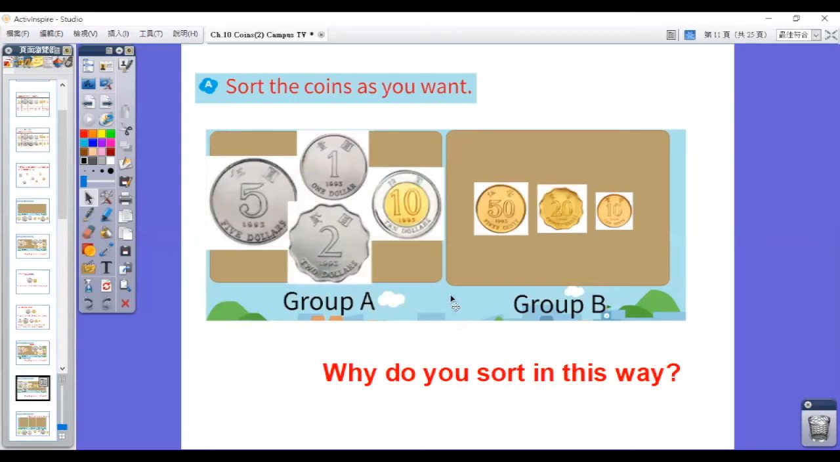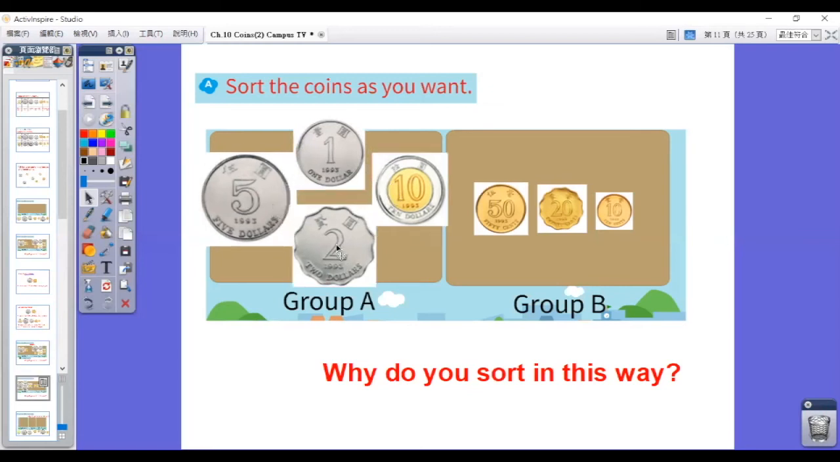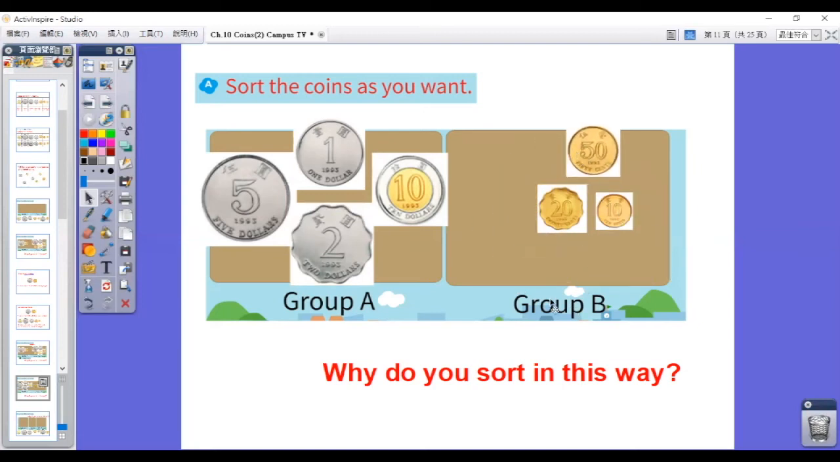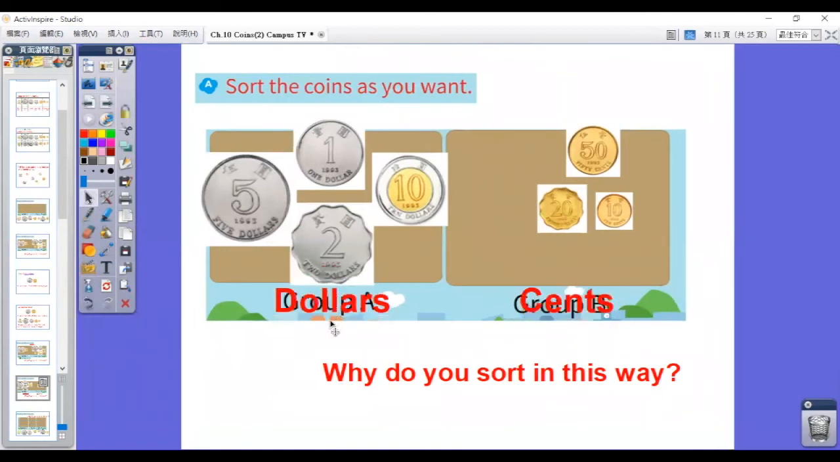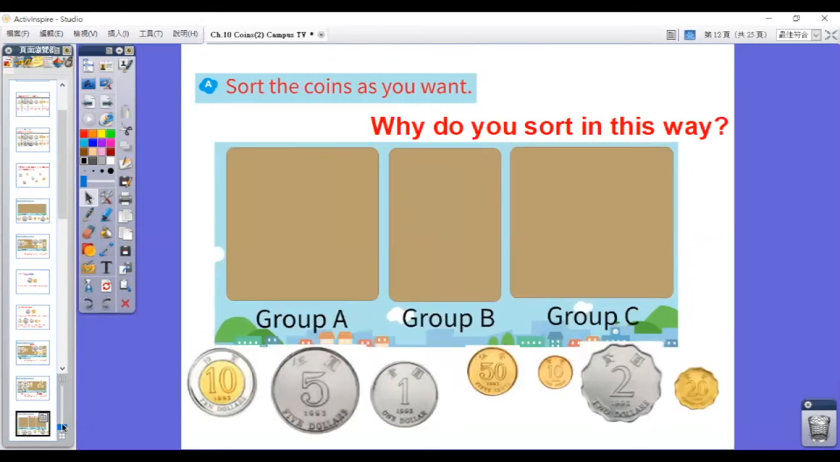You can see she put all the dollar coins into group A, and she put all the cent coins in group B. So now I understand why she sorted the coins like this, because in group A they are all dollar coins, and in group B they are all cent coins. Good job. How about the next question? Aha, this time you have to sort the coins into three groups. Please have a look.